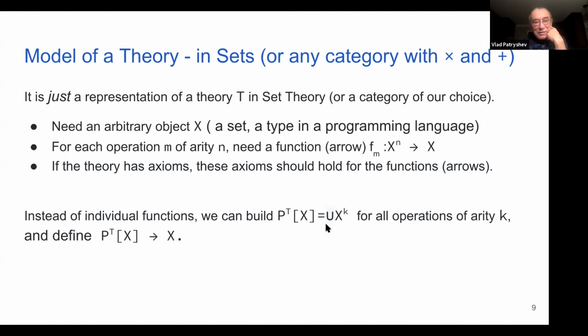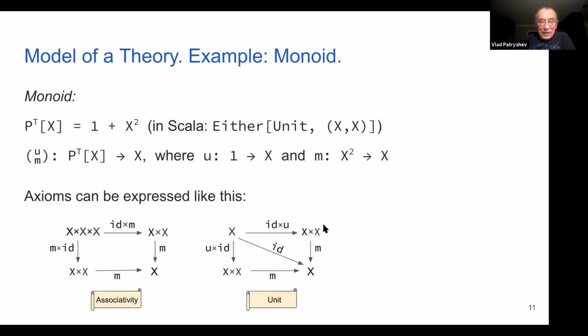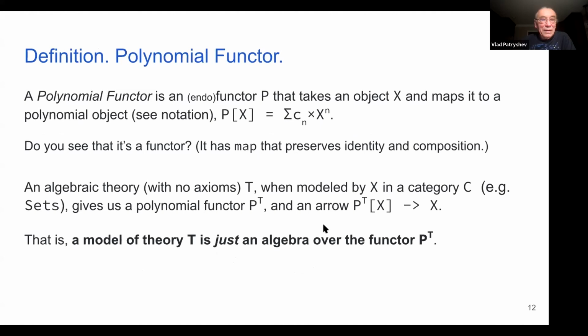Here, P is built out of powers of x, and there can exist more than one operation of arity k. So there can be a union of several x's to the power of k. So this could be like a coefficient, like 2x squared and 3x cubed and so on. So it looks like a polynomial. And here's a general definition of a polynomial functor.